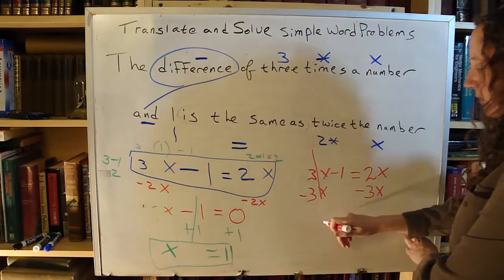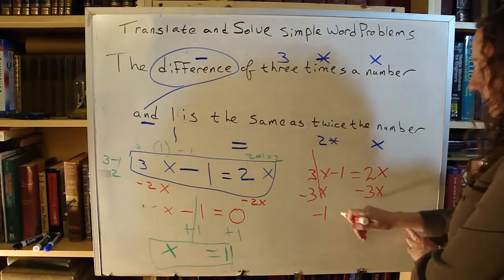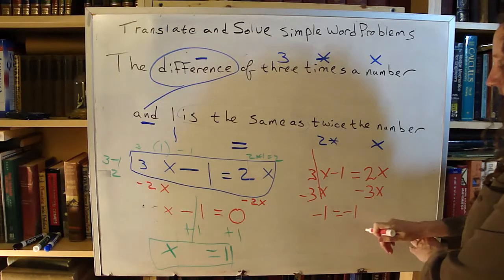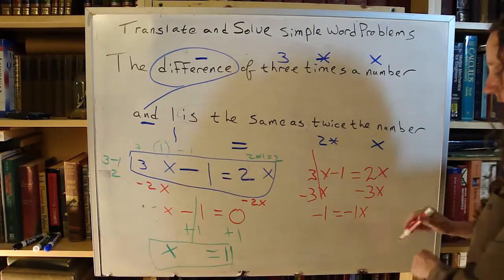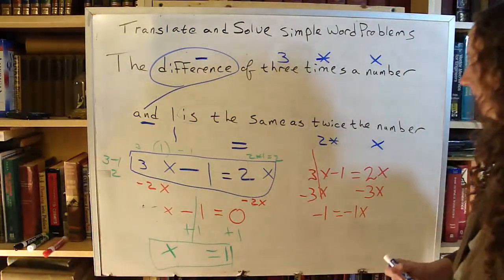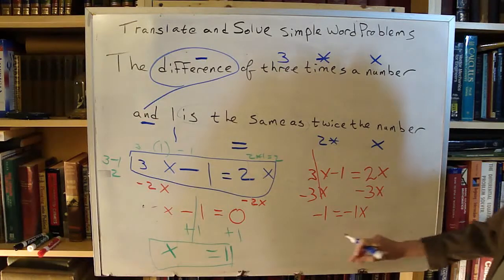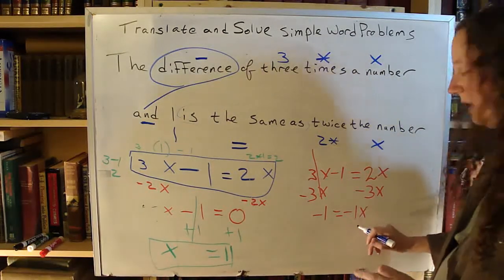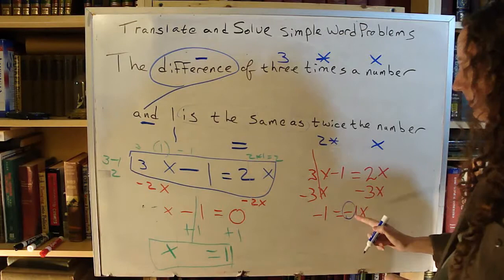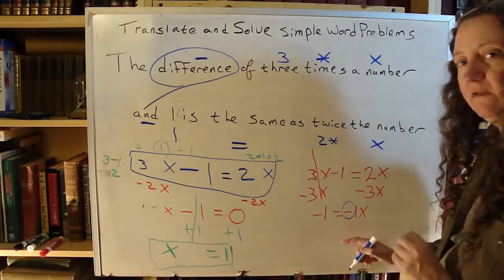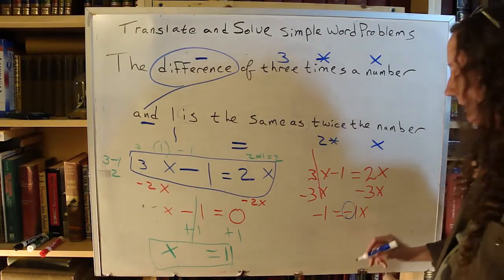3x minus 3x cancels out. I have negative 1 here. 2 minus 3 is negative 1. Carry the x with it. X has that 1 there. The 1 in and of itself is okay, but it has that minus sign, the negative sign in there. I cannot have that with my x, so I need to get rid of it.